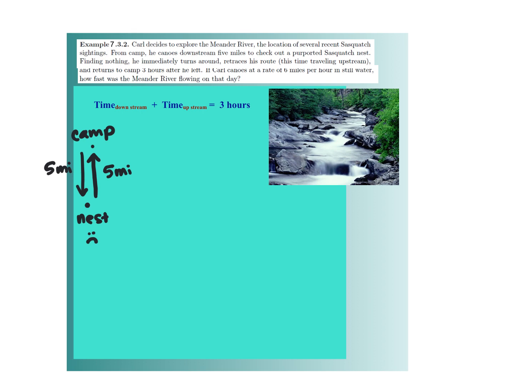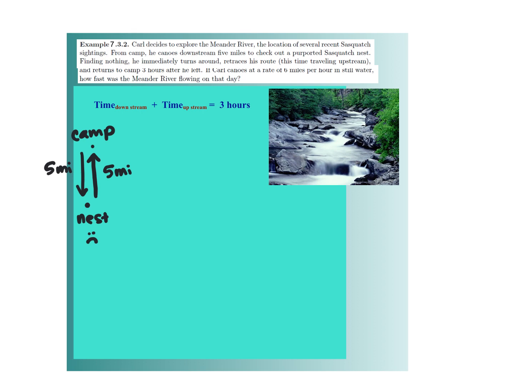The data that we have here says that it takes him 3 hours to leave and come back. We also know that he canoes at a rate of 6 miles per hour in still water, so that would be without any current flowing. He's in a river, so there is current flowing either with him or against him, depending on the direction he is traveling. And we want to know, what is that current? What's the speed of the river flowing that day that he sets out?